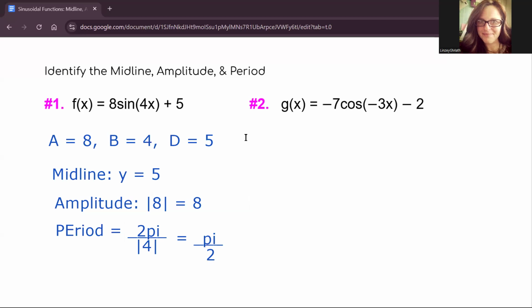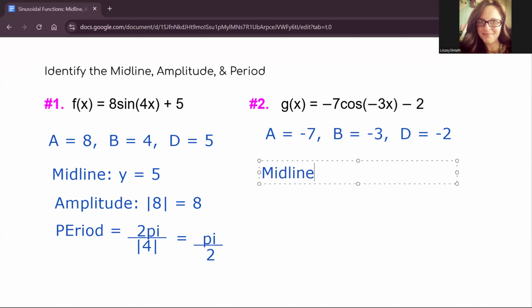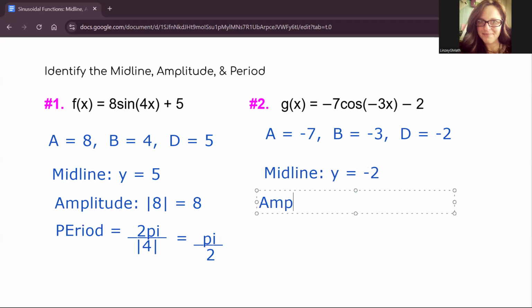Number 2. Let's identify A, B, and D. A is -7, B is -3, and D is -2. Let's find the midline. Y equals D. D is -2. Amplitude is equal to the absolute value of A. A is -7, so the amplitude is positive 7. Amplitude is a distance, distance is positive.